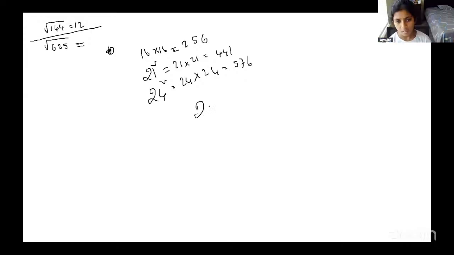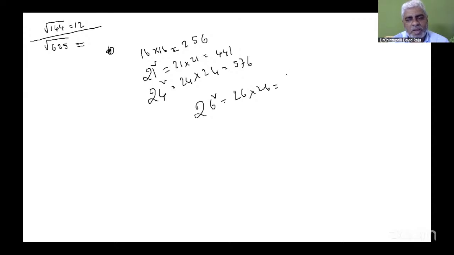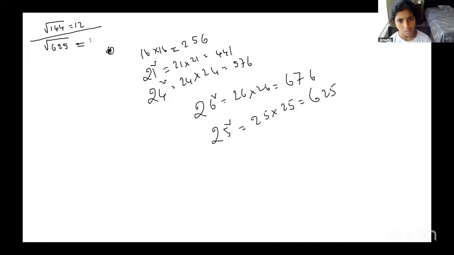26, sir. 26 square is equal to 26 times 26. It is equal to 676. That means it's 25, sir. 25 square is equal to 25 times 25. It is 625. So answer is 25, sir. 25. Perfect. Now I am asking another question.